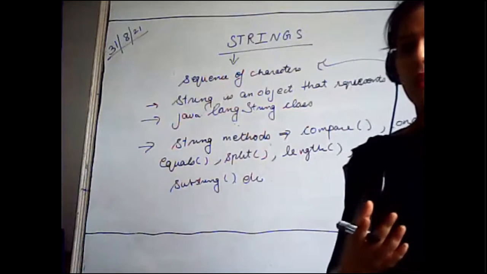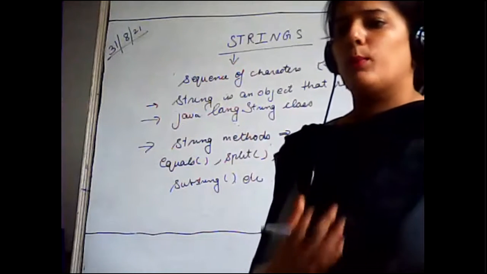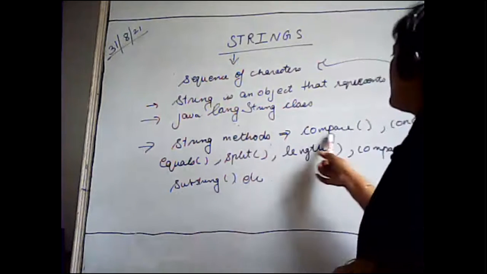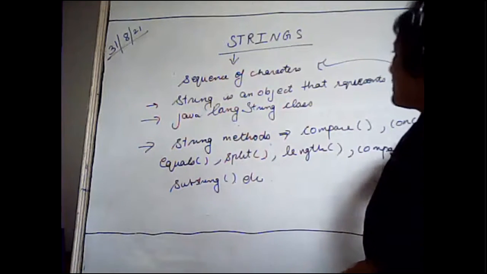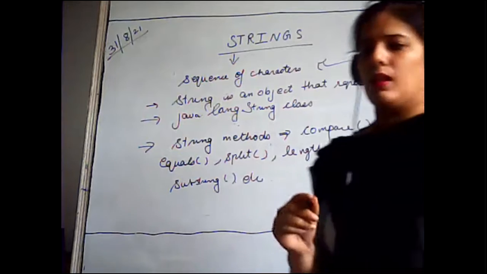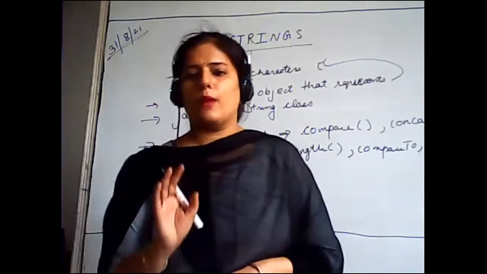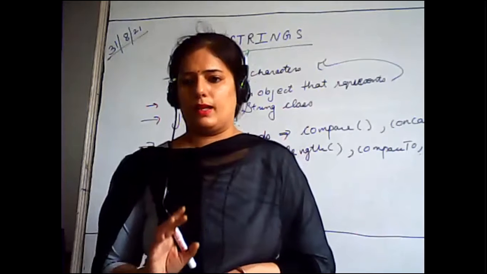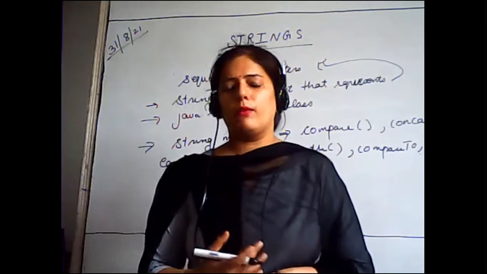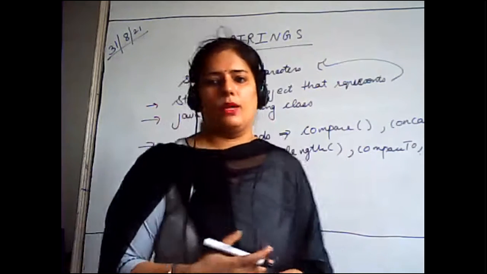Next, Java also provides us with different inbuilt methods of this string, by which we can perform different operations on strings. Like we have the compare method, concat, equals, split, length, compareTo, and substring. So all these are the inbuilt methods available in Java, and we can use them in order to perform different operations. Later on, we will have some implementation of all these methods one by one.